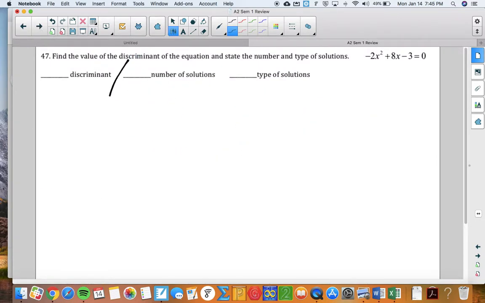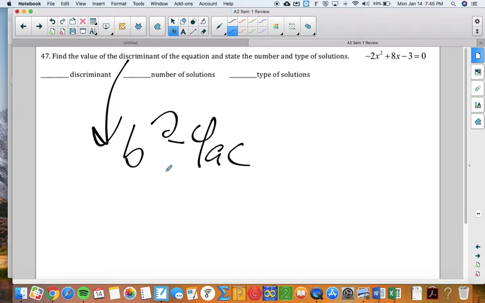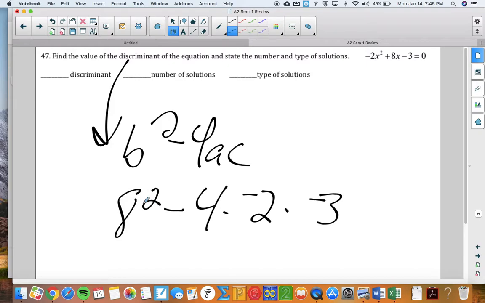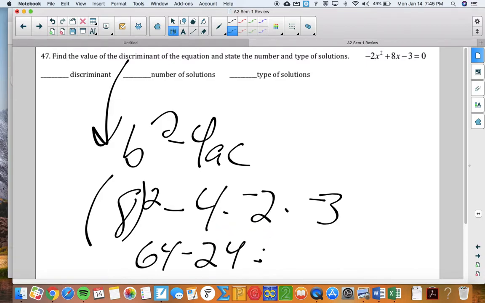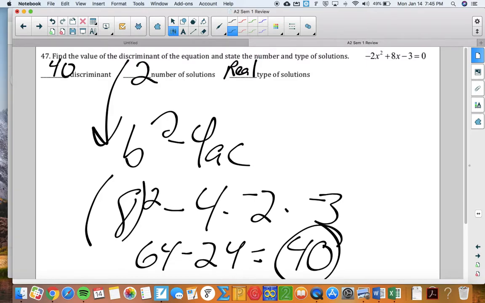Using the discriminant, that is b squared minus 4ac. So b is 8, so we're squaring that. And then we're subtracting 4 times negative 2 times negative 3. So that's 64 minus 24. So I think you get 40 there. Now if you get a positive number, which 40 is, you get 2 real solutions.